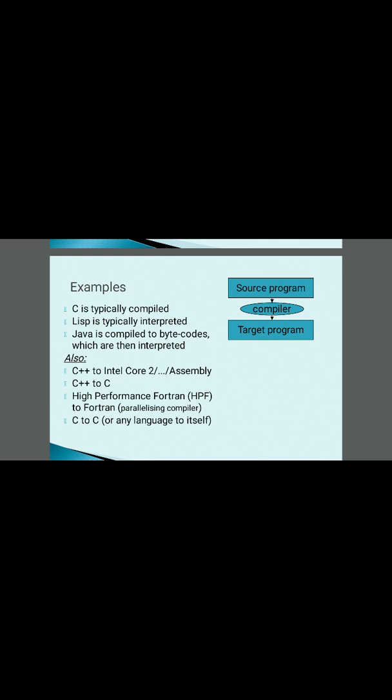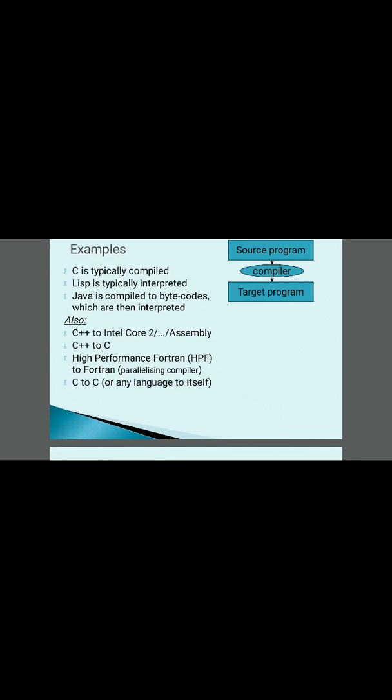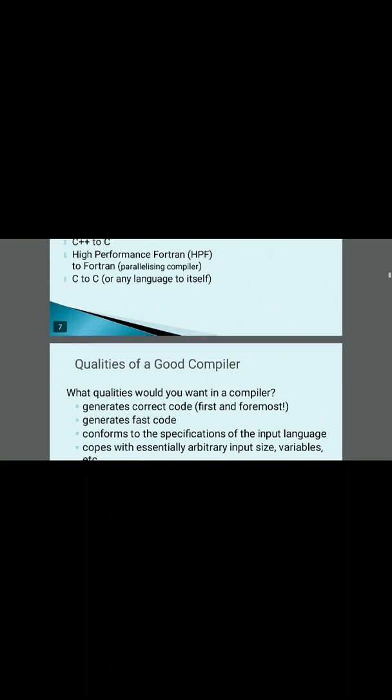Java is compiled to bytecode, which is then interpreted. It means that Java works as both a compiler and an interpreter. You can even convert one language to another, for example C++ to C, or High Performance Fortran to another Fortran language, C to C. These are already available, but whenever we are studying compiler design concepts, we keep the C programming language as our main source, and based on that we will be studying.